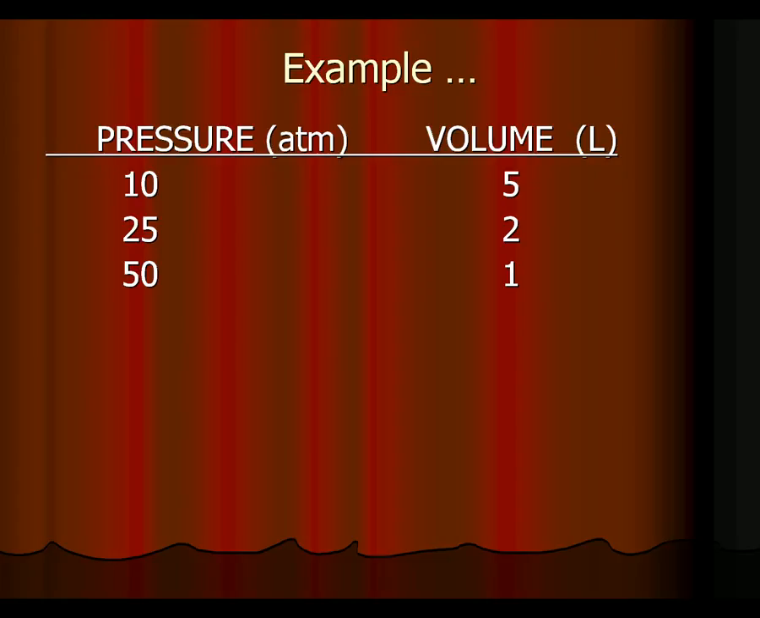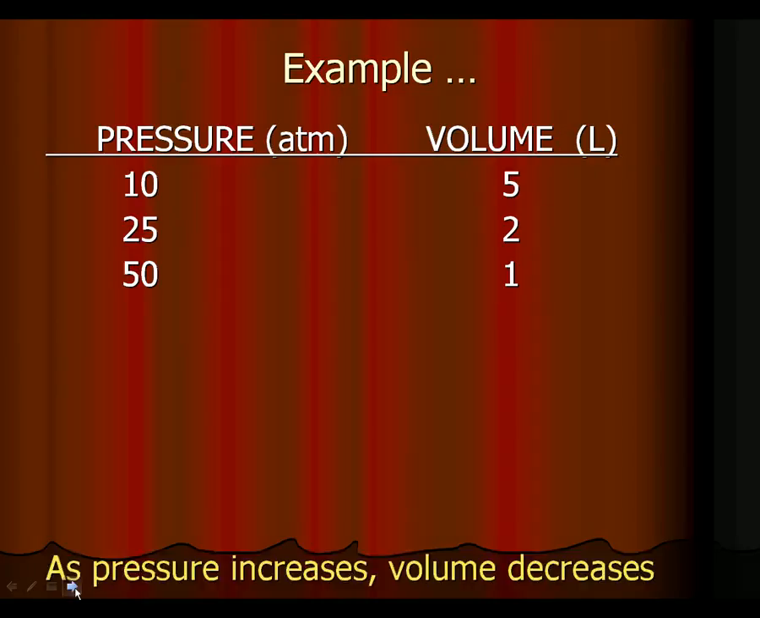So when the balloon is 5 liters, the pressure is 10 atmospheres. When the balloon goes down to 2 liters, the pressure goes up to 25 atmospheres. When the balloon goes down to 1 liter, the pressure goes up to 50. So when you look at this data, you would initially think that it might be an inverse proportion. As this one's going up, 10, 25, 50, the volume is going down, 5 to 1. So as the pressure increases, the volume decreases. As one goes up, the other one goes down.